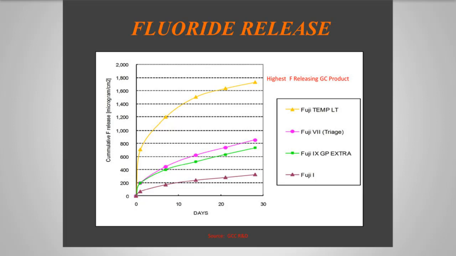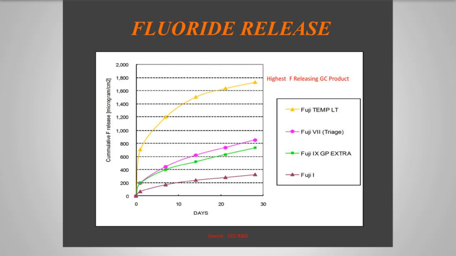Here we've got Fuji 1, which is cement. We've got Fuji 9, which is a build-up material. We've got Fuji 7, Triage, which is a Pit and Fissure material. There isn't as much fluoride release in these materials as there is in the temporary cement. So a lot of protection from fluoride release.